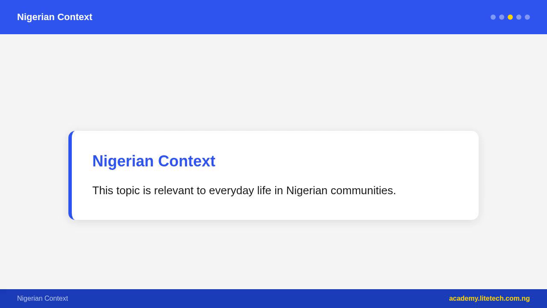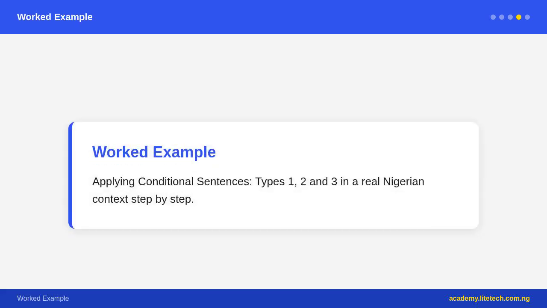Summary table. Type 1, real/possible: if plus simple present, with will plus base verb. If you study, you will pass. Likely/possible. Type 2, unreal/hypothetical, present/future: if plus simple past, with would plus base verb. If you studied, you would pass. Unlikely/imaginary. Type 3, unreal past, contrary to fact: if plus past perfect, would have plus past participle. If you had studied, you would have passed. Didn't study, didn't pass, past regret.